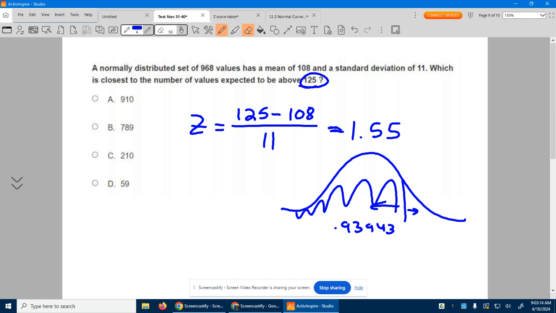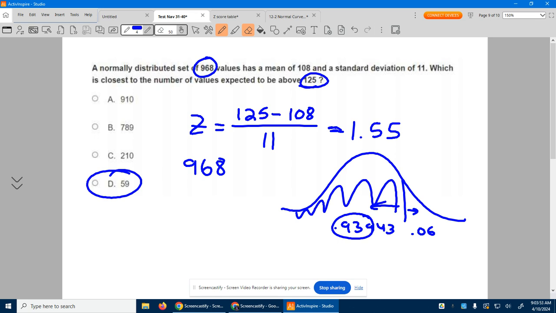So if we just subtract and do that, we're just going to say, hey, this is about 94%, right? So about 6%, okay, are to the right. So we want to take 6% of 968. So if I do that, 968 times 0.06, because you got to change it to a decimal, I get 58.08. Obviously, 59 is our answer here. That's what they're looking for.